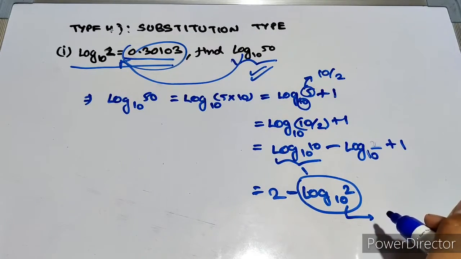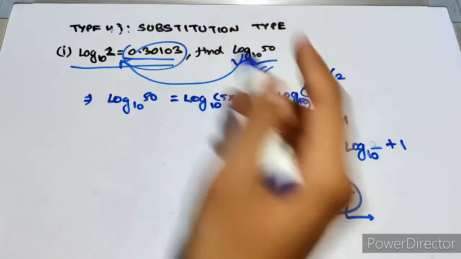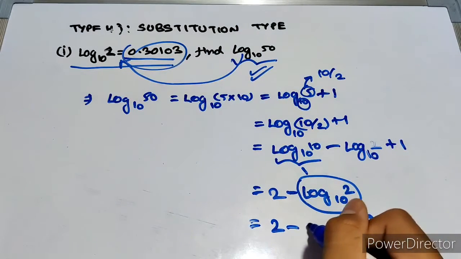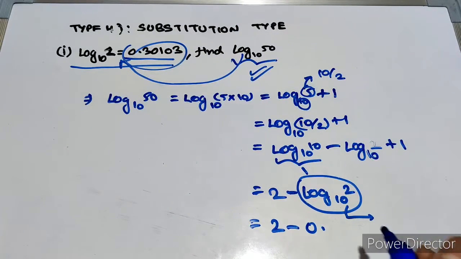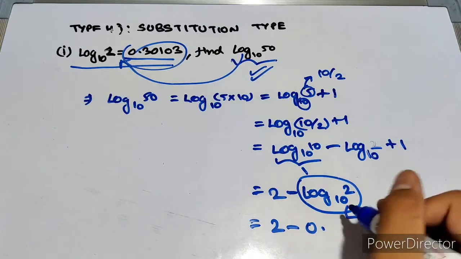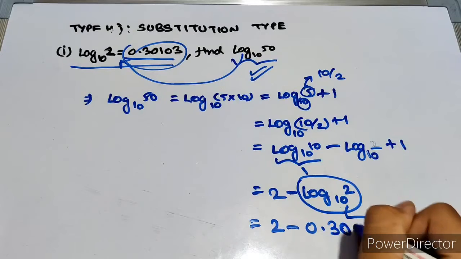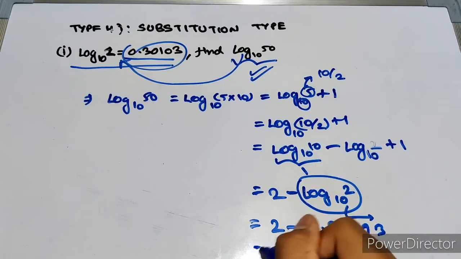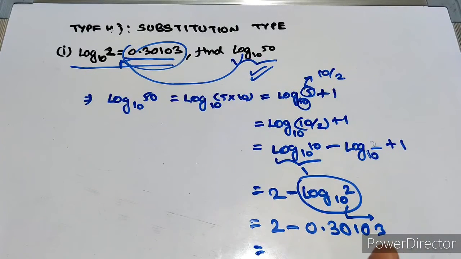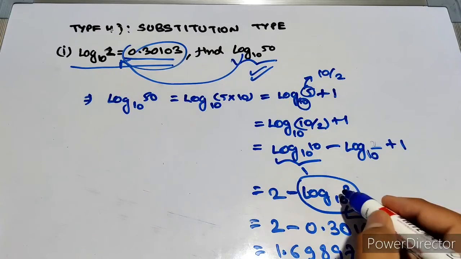या तो हमें याद होती log 2 की value, but since they have given the full value, we can substitute it here directly. We have to substitute it at the end of the answer. That's why it is a substitution type question. Okay, so 2 minus 0.30103, and thus we can subtract it, and it gives us 1.69897. Okay, so this is the answer. Basically we have simplified it.